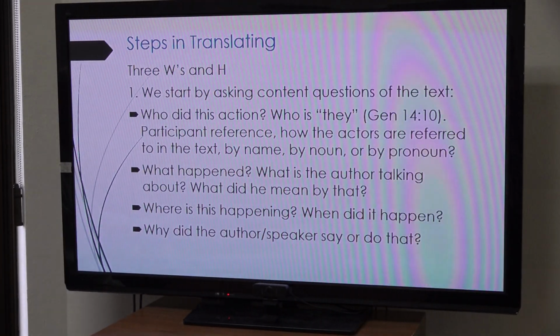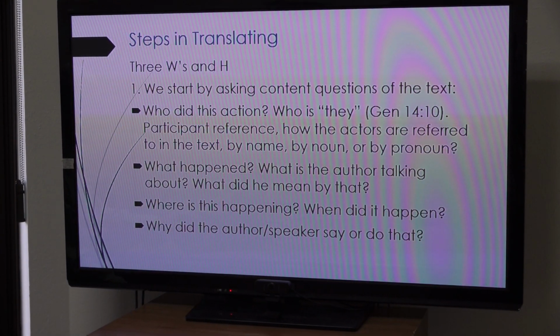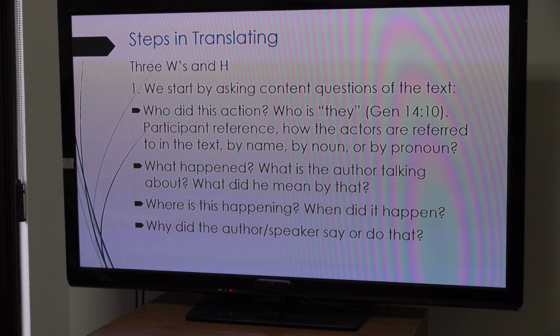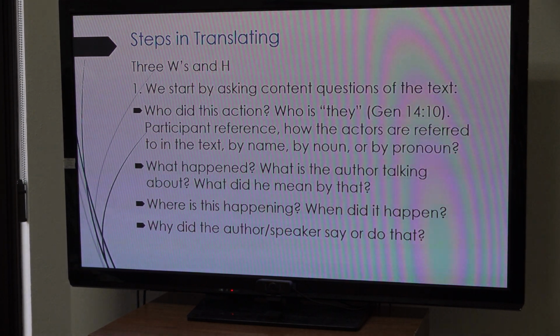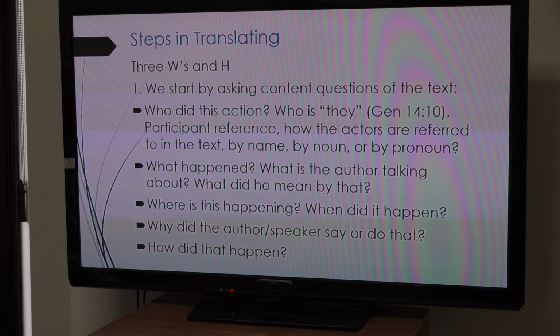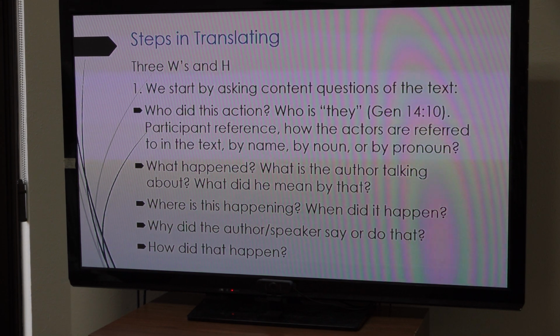And if it's hard for us, it'll be hard for our people who read our translations. We have to ask ourselves these questions. Even before we translate, we need to get these questions in our minds so that we then can understand the text before we go and take the step of transferring it to the other language. Why did the author say this or that? Why did the person do this? Or why did the person do that? And then how did that happen? Okay, so we start by asking ourselves those kinds of questions.